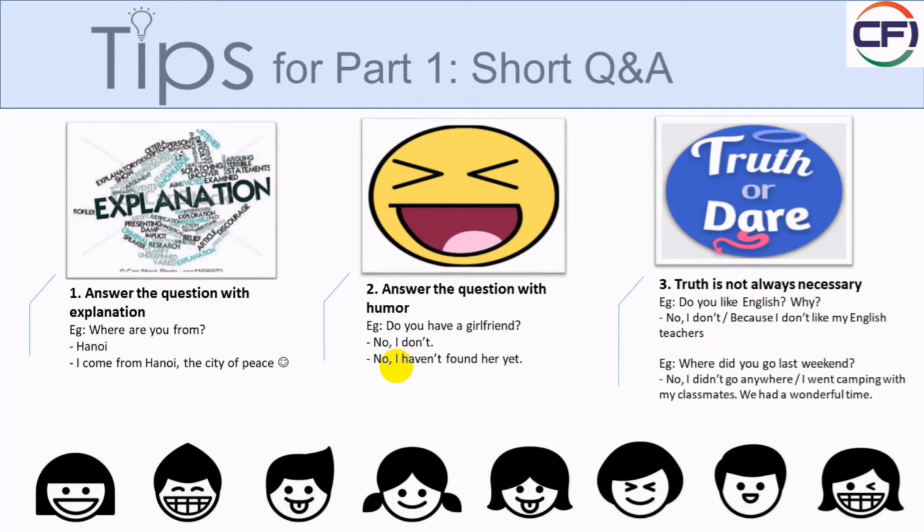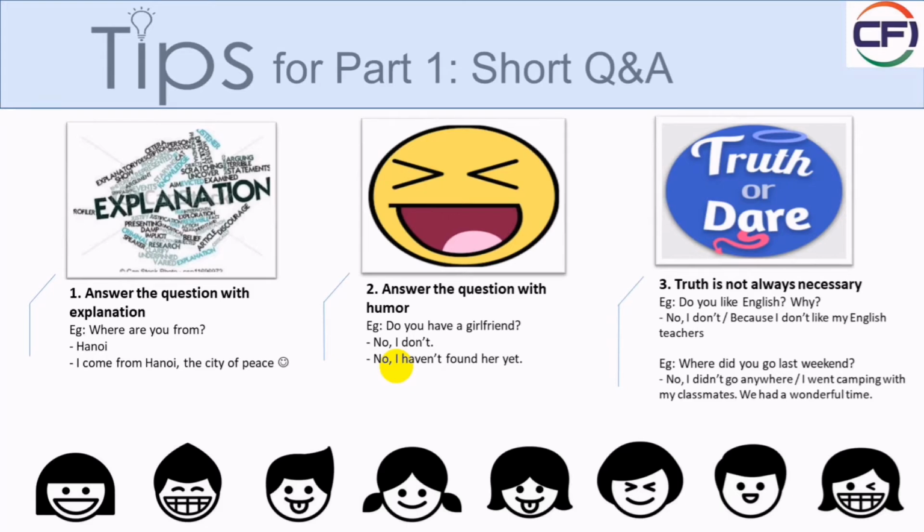So now, let's have a look at an example. Do you like English and why? Okay. You should always avoid answering like, no I don't, because I don't like my English teachers. Okay, I know that in fact you don't like your English teachers and then you don't like English. But I don't think you should mention that in your speaking test. Okay? You should make up another reason.